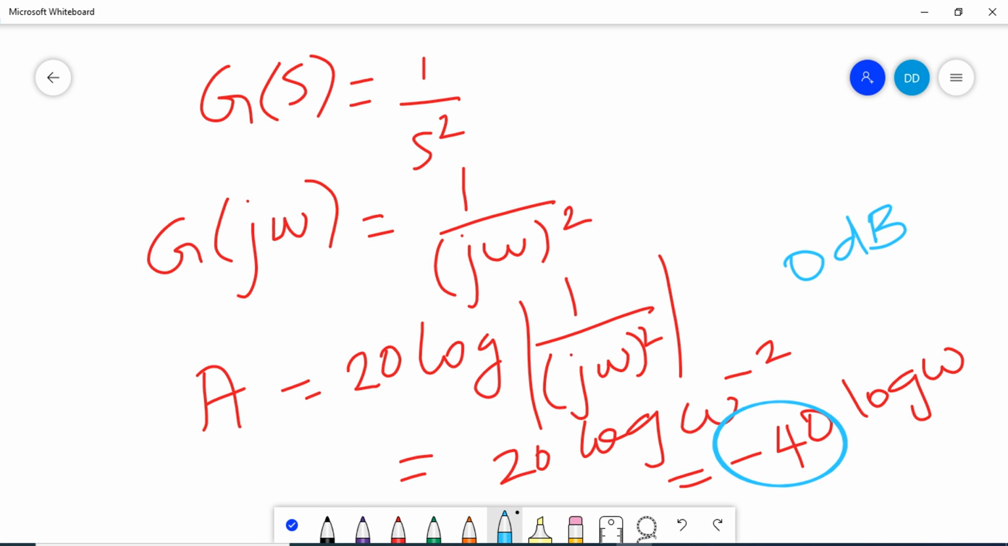So remember, if we have a single pole, we have a straight line with a slope of minus 20 dB per decade. If we have two poles at the origin, we have a straight line with a slope of minus 40 dB per decade. And now we will see what will happen if we have multiple poles at the origin.